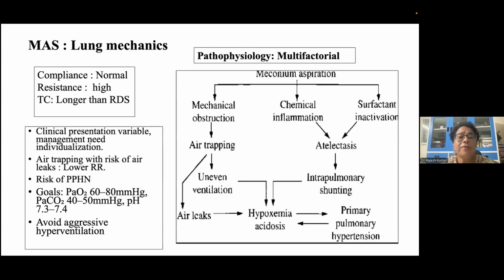And if we look at the pathophysiology, it is multifactorial. Meconium aspiration can lead to mechanical obstruction of the airways, which can lead to air trapping. If there is incomplete obstruction, it can lead to accumulation of air. However, if there is complete obstruction of the airways, then it can lead to atelectasis. There can be chemical inflammation leading to atelectasis, as well as inactivation of the surfactant can also lead to atelectasis, which can lead to intrapulmonary shunting, leading to hypoxia, as well as acidosis, which can lead to pulmonary hypertension. And at the same time, because of the air trapping, there are risks for air leaks.